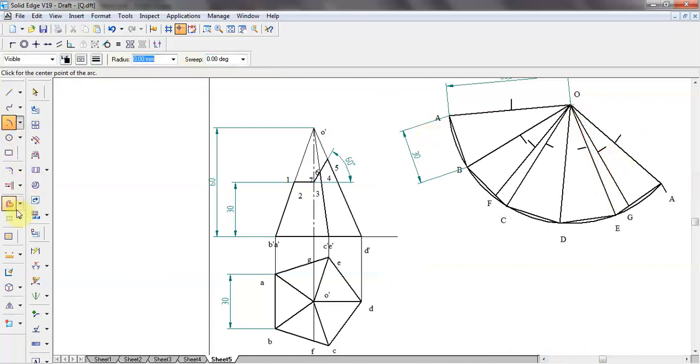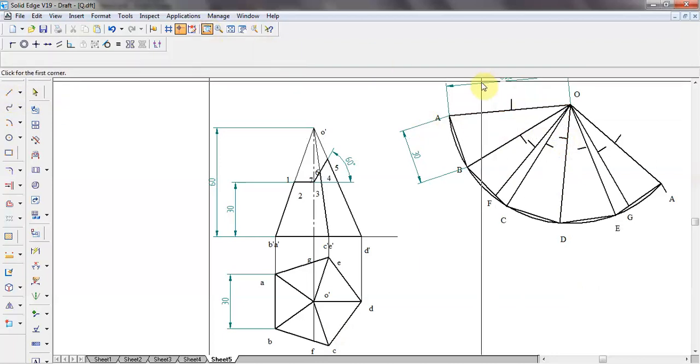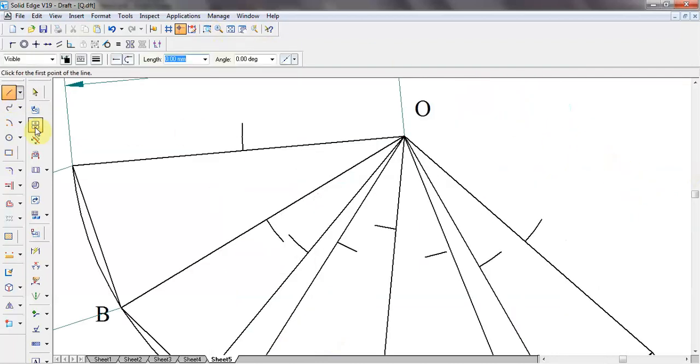So D is remaining here. I have to measure D also. This is 18.77. So it is 18.77. So you have to join all the lines now. Just zoom this one and join all the points. So this is 1, 2, 3, 4, 5, 6, 7, 8.